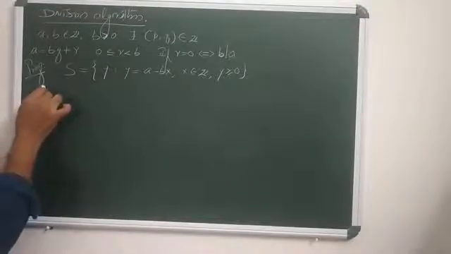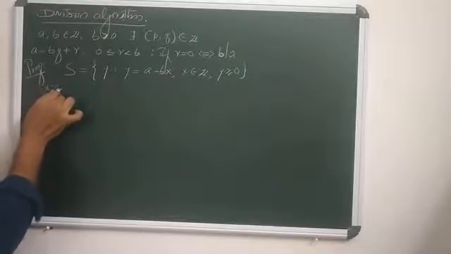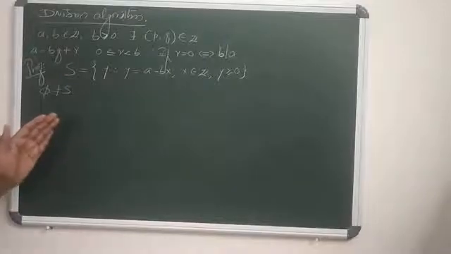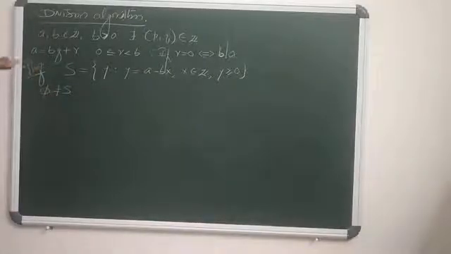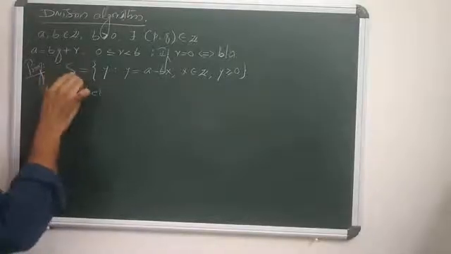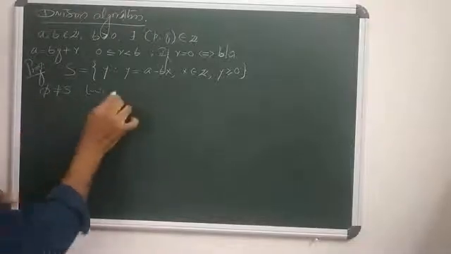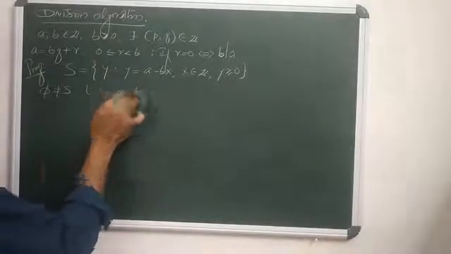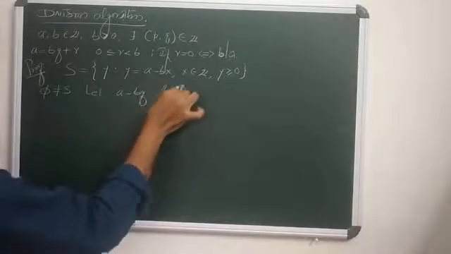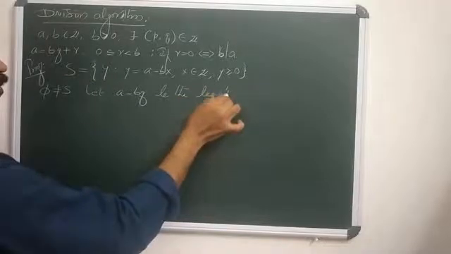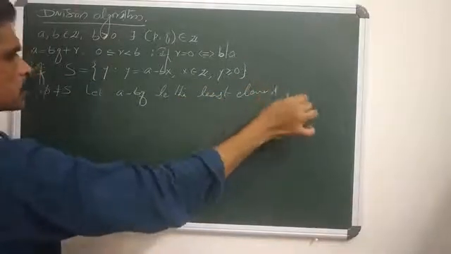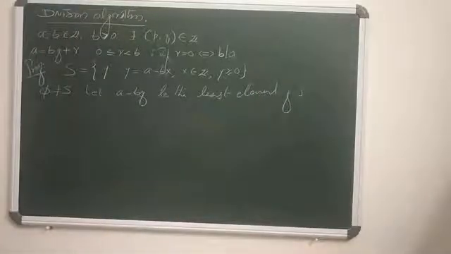Clearly this S is a non-empty set of non-negative integers. Since S is non-empty, S has a least element. So surely this S has a least element. Let a minus bq be the least element of S.